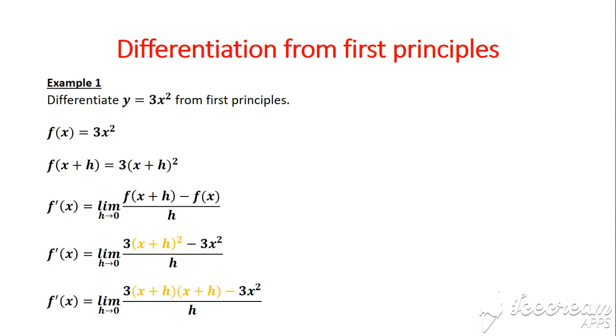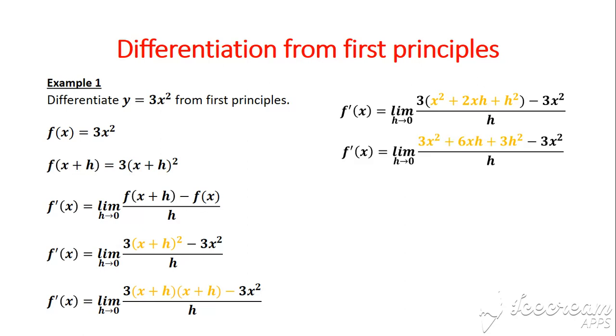All right, what are we going to do next? Well, we're going to expand out the brackets. It's a quadratic, so we're going to get x squared plus 2xh plus h squared. And then we're going to multiply everything by the 3 out the front to get 3x squared plus 6xh plus 3h squared. And we've still got the minus 3x squared at the end. Right, the 3x squareds will cancel. And that leaves us with 6xh plus 3h squared all divided by h.